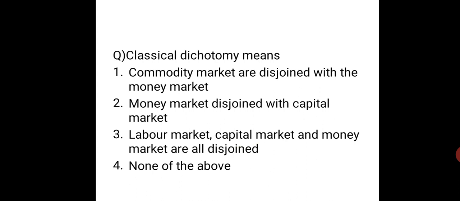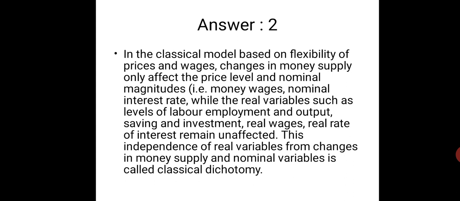Classical dichotomy means there is some disjoint happening between two markets. We need to understand which are those two markets. Is it the commodity market or money market? Is it the money market or capital market, or labor market, capital market and money market? Everything is being disjoint. Which one is the answer? So classical dichotomy, where they believed in flexibility of prices and wages. They believed in full employment, and they believed that full employment can be achieved through flexibility of prices and wages.